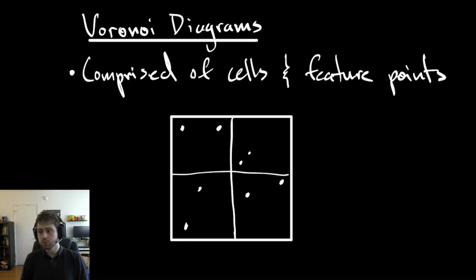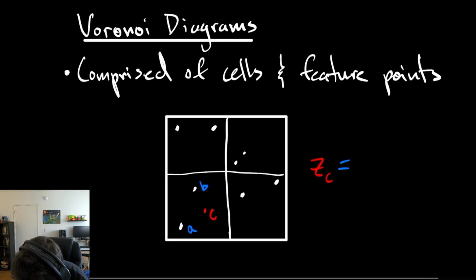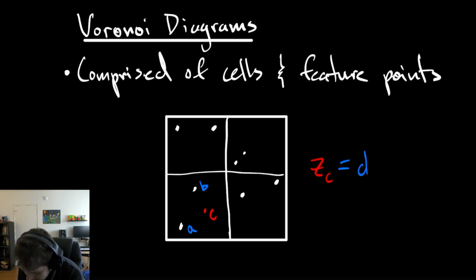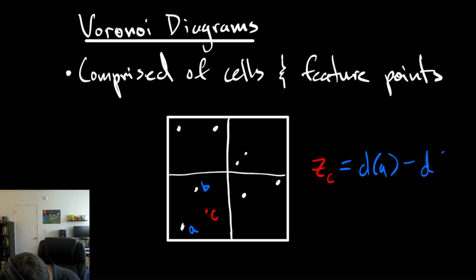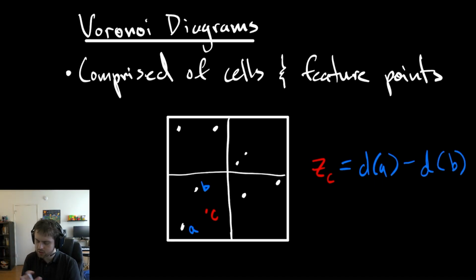Then comes the actual algorithm. We're going to iterate through all of the vertices of our mesh. Let's say, for example, we're at this vertex. All we'll do is calculate the distances to its 2 nearest feature points. The z component of c in our version of the algorithm is just going to be the distance of the nearest feature point, which we'll say is a, and then we'll subtract the second nearest feature point.